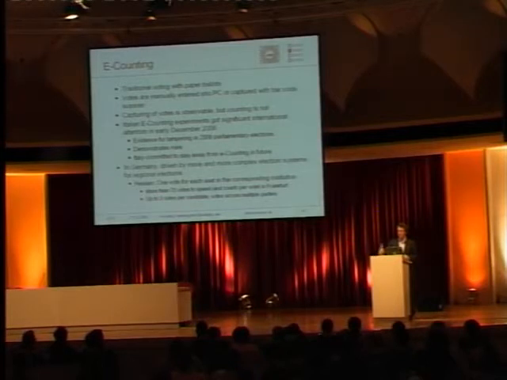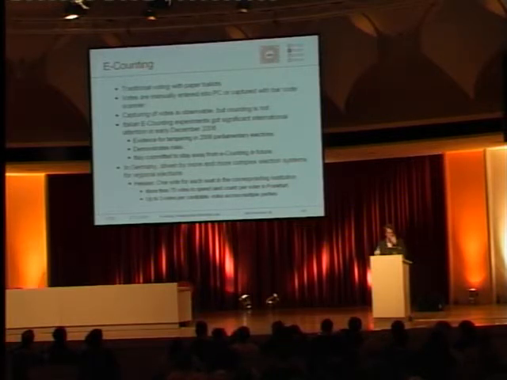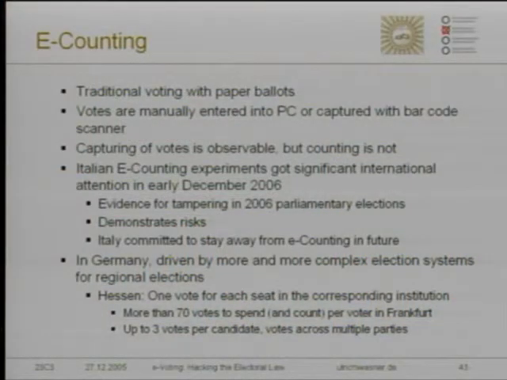E-counting is something that I only recently got on my radar. Traditionally, in areas where you have complex voting systems, like regional elections in southern Germany, most municipalities still vote with paper ballots, but some cities use electronics to actually count the votes afterwards. So the votes are either manually entered into a PC, or captured with a bar scanner scanning a barcode which is next to the party. That's something they use in Bavaria, for example. So the capturing of the votes is observable, but not the counting.